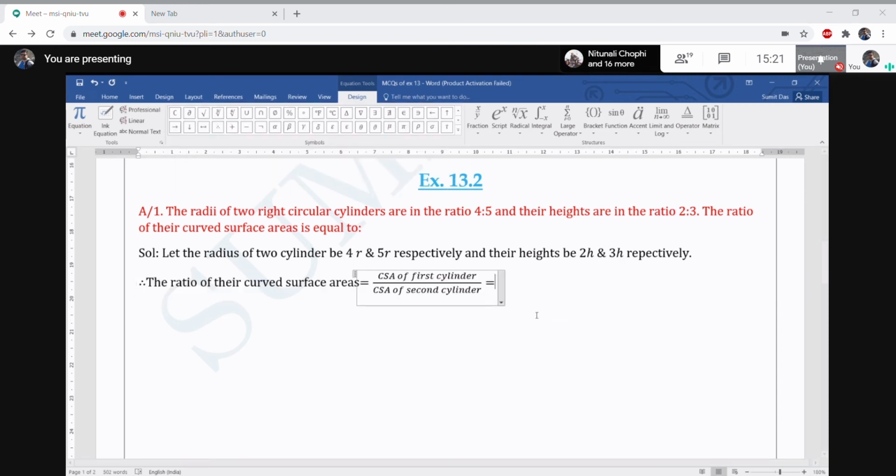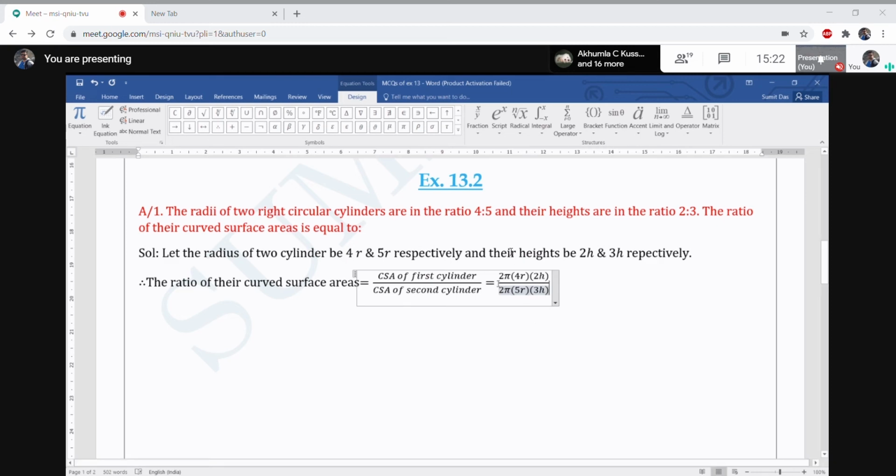Okay, so what is the CSA formula? CSA formula is 2 pi r h. What is r here? 4r. What is h here? 2h, divided by 2 pi, 2 pi. Here r is 5r and h is 3h.